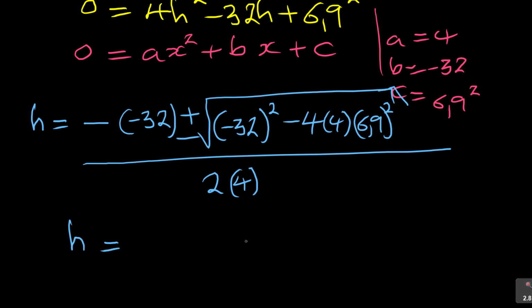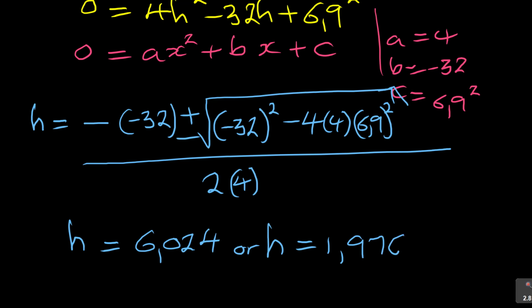Alright, so let's do that and give me 2 values of h. You will have one value and you'll have another value. Then I'm going to interpret that for you. So just be sensitive on the signs. Minus 32. Then you'll have the positive one and the negative one. For the positive, I've got 6.024. Give me the other one. 1.976. So mostly you'll get 2 answers that are positive.